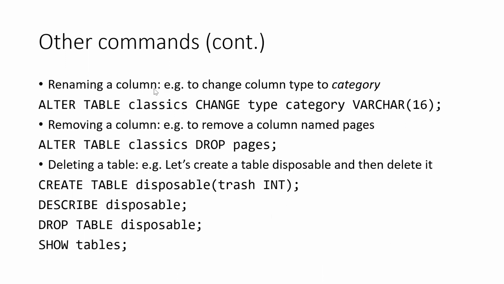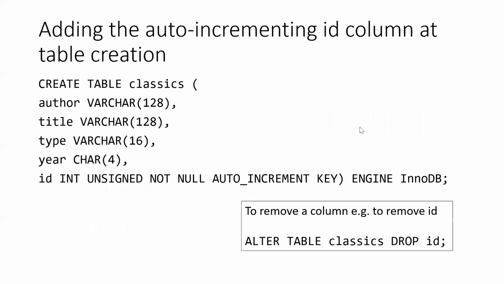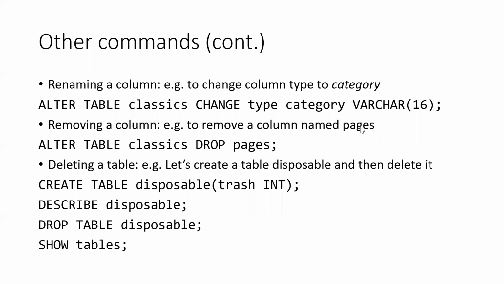Renaming operations, renaming a column. So let's say we are going to change the table classics and change type. We call it category. We will say varchar(16), right? Now, if you go for this, we will not have anything. Column type changed to category.